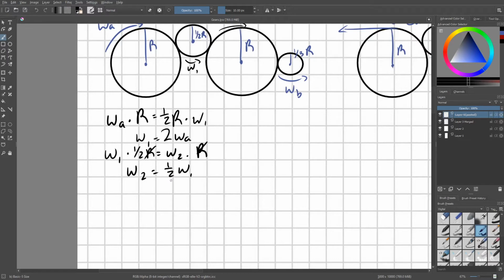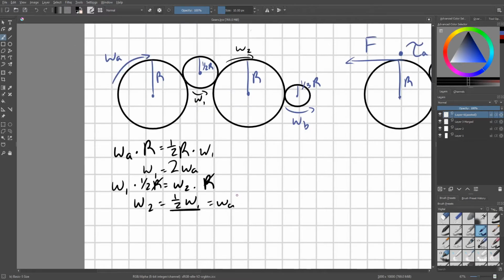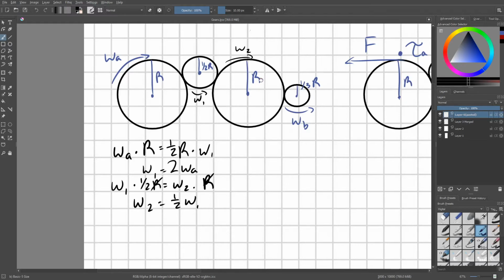And so we can note that this 1/2 omega 1 just equals omega A again, right? So we're noticing that even though we put this intermediate gear in between these two gears of the same size, their angular velocities are still the same as each other.